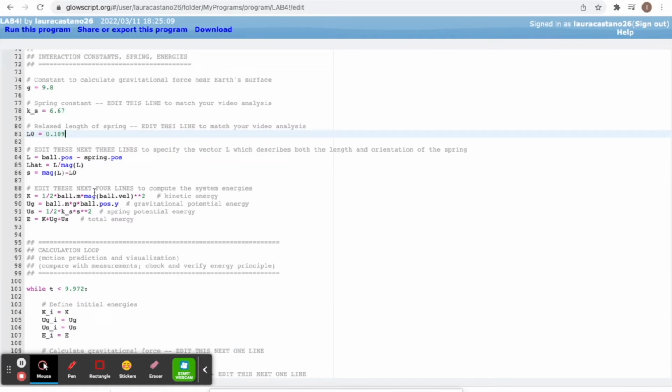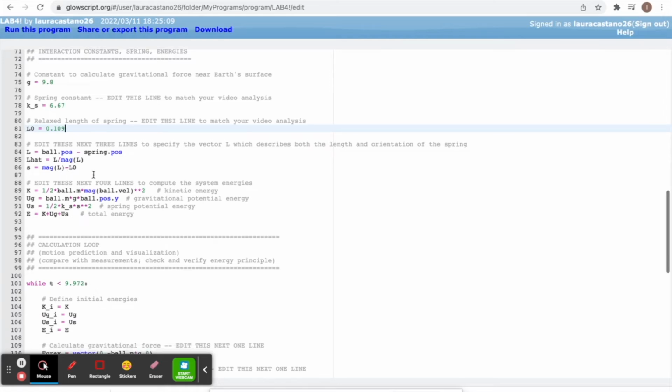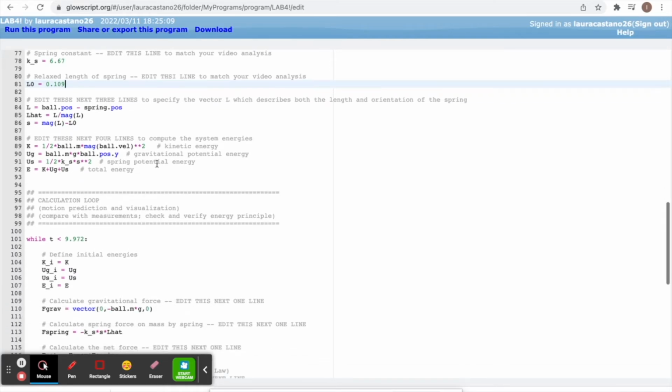Then we had to calculate L, which is basically the ball's position minus the spring position, and L hat, which is L divided by its magnitude. In order to find s, it is basically the magnitude of L minus the relaxed length. Then we had to compute the system's energies: we added the kinetic energy, the gravitational potential energy, and the spring potential energy that I showed earlier, and then we calculate the total energy by adding all these energies.